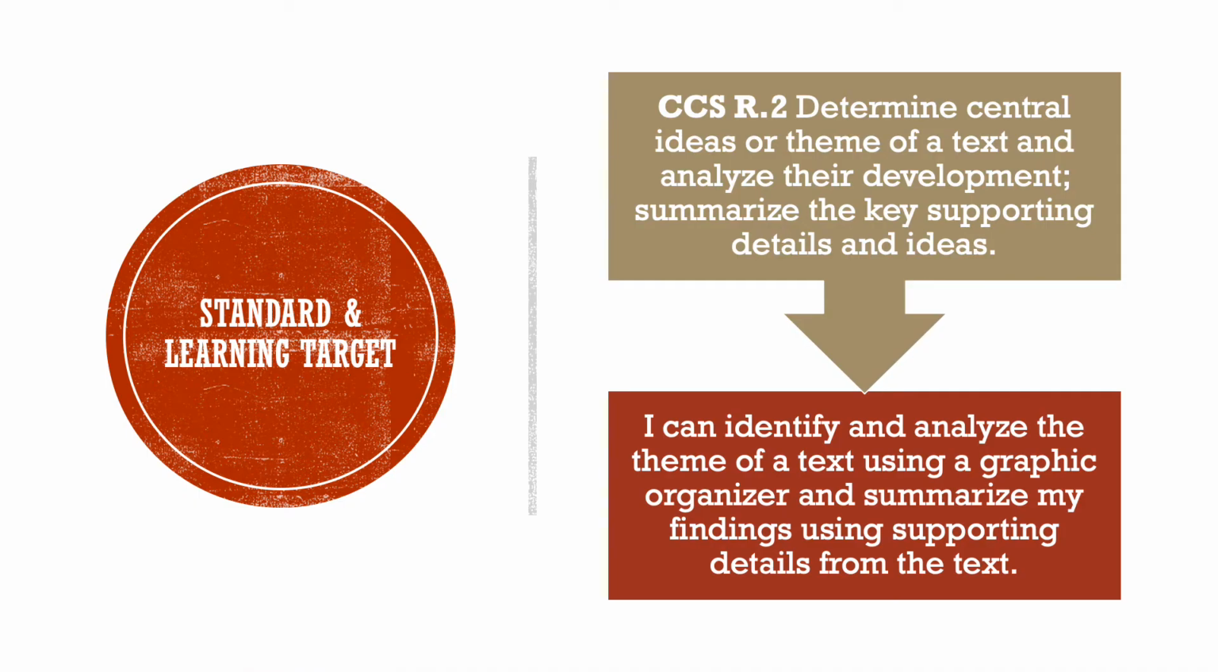Let's begin. Our standard and learning target this week. Common Core Standard R.2. Determine central ideas or theme of a text and analyze their development. Summarize the key supporting details and ideas. This means I can identify and analyze the theme of a text using a graphic organizer and summarize my findings using supporting details from the text.